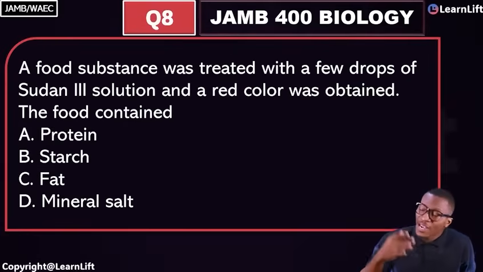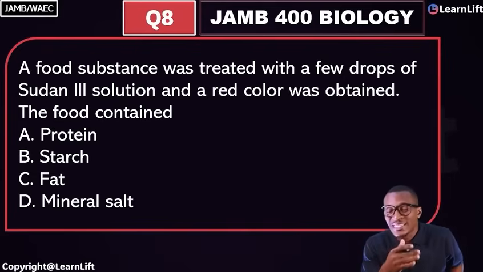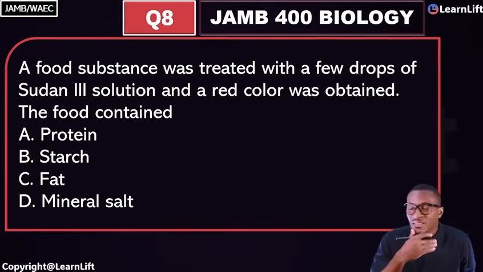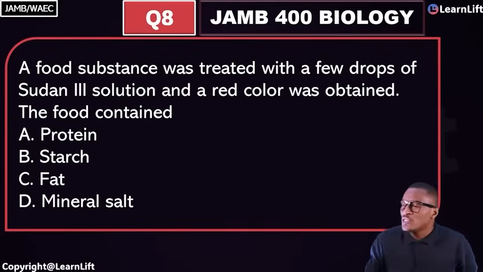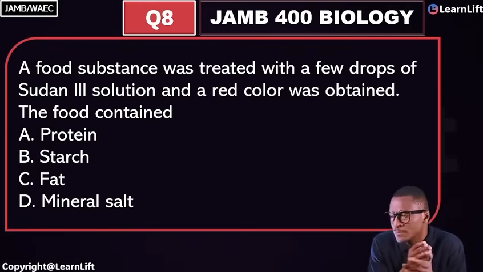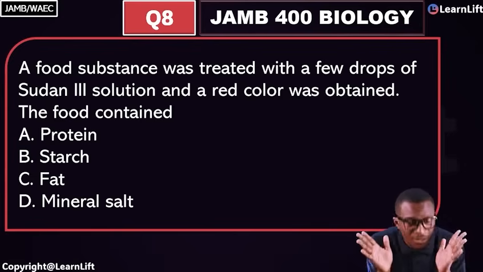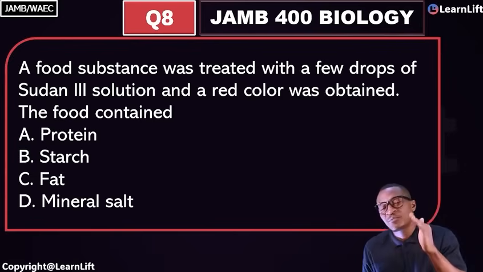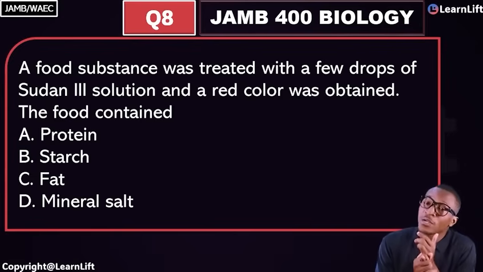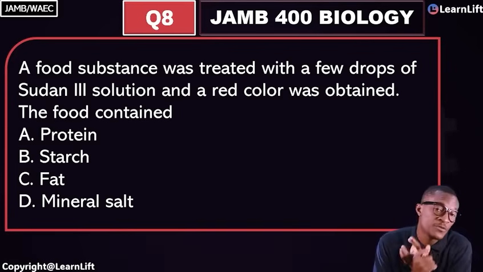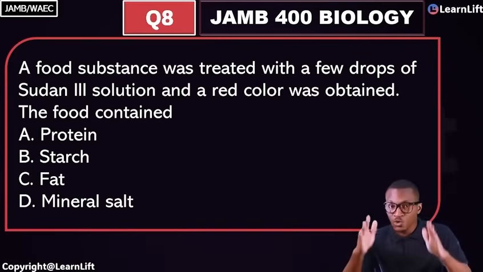The question says that we are revising the constant questions that have been asked consistently. A food substance was treated with few drops of Sudan 3 test, and a red color was obtained. The food obtained is, in fact, without even seeing the options, I explained food tests to you. I gave you 3 tests for carbohydrates, 3 tests for protein, 3 tests for fat. Who can remember them fast? Let's revise. I'm going to still give you.